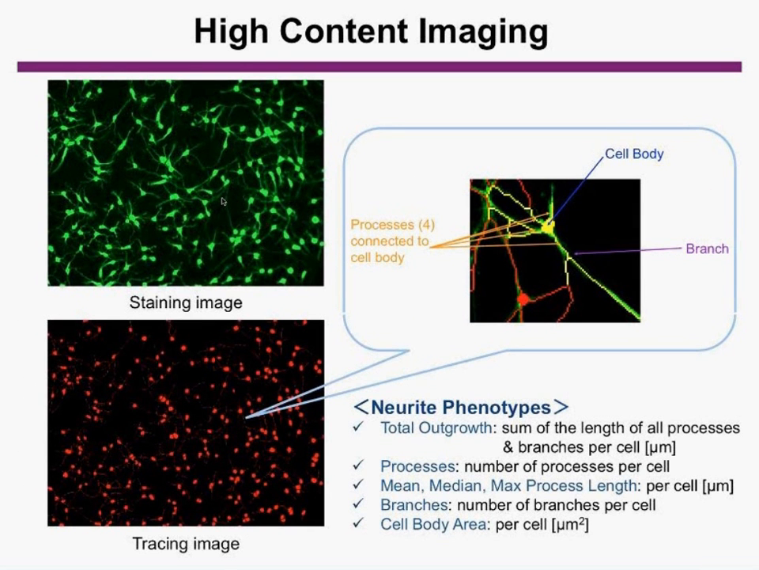This is a Molecular Devices system. What we do is we stain and then measure total outgrowth, which is the sum of the length of all processes and branches per cell. We make about 1,000 measurements in one particular experiment with one concentration of drug. We also measure processes, or the number of processes per cell, which are connected to the cell body. And we look at mean, median, and maximum process length, as well as branches and cell body area. All of these are relative to the number of cells in the dish.